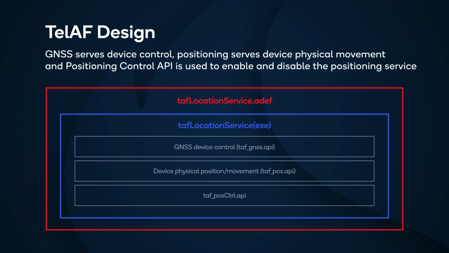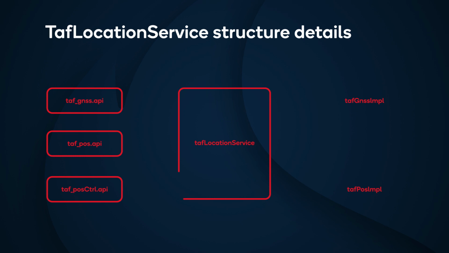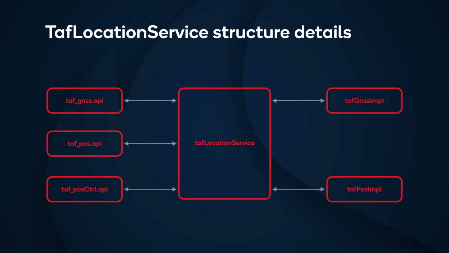The Legato APIs are provided for the GNSS tool, and we provide compatible TAF_GNSS APIs. When the tool is used, it will call the respective API in the TAF Location Service: TAF_GNSS.api, TAF_position.api, or TAF_positioncontrol API. On this slide, you see the structure details of TAF Location Service.